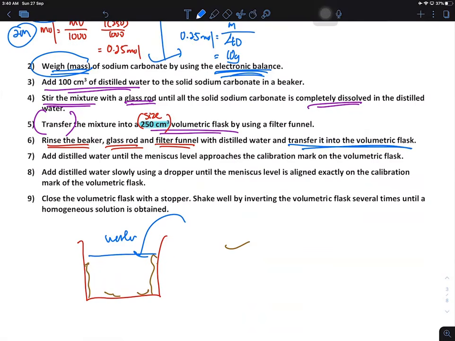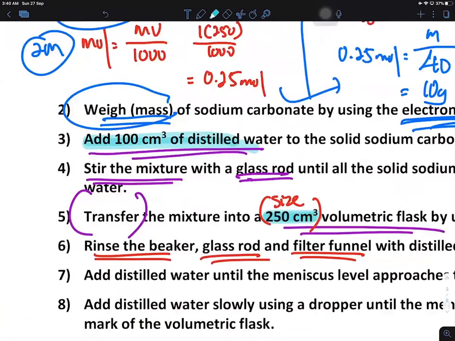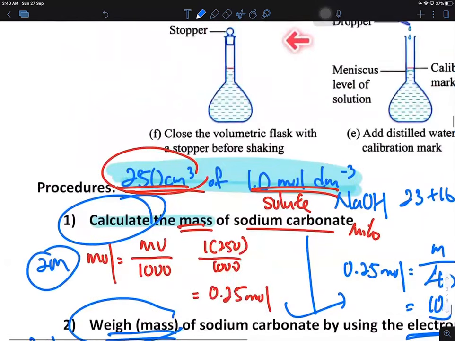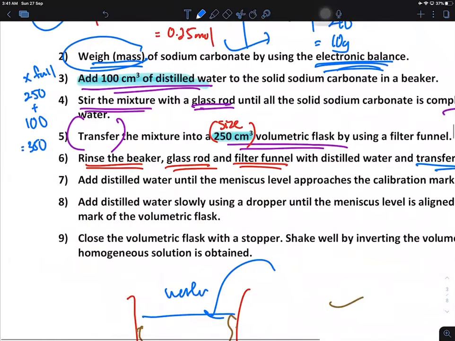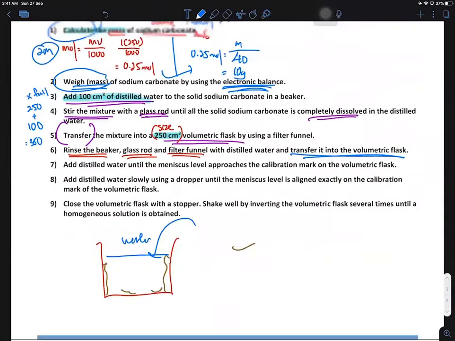Because of this step, because you got to rinse it, when you add water in the first place, you don't straight away add the full amount. Because if you add the full amount 250 and then you rinse it, let's say you use 100 cm3 to rinse, in the end it is going to become 350. Then it will not be accurate because I only want 250. Too much water can dilute my Milo, so I don't want to do this.